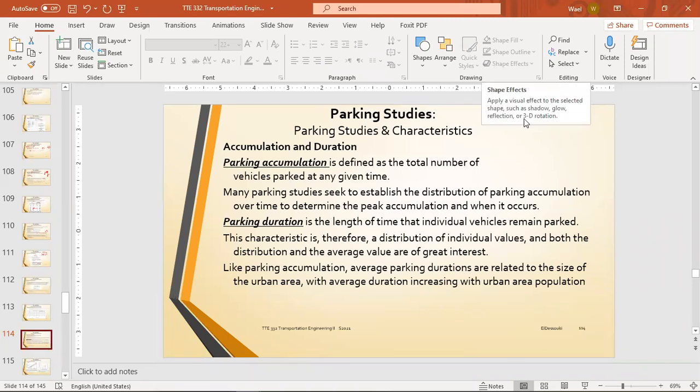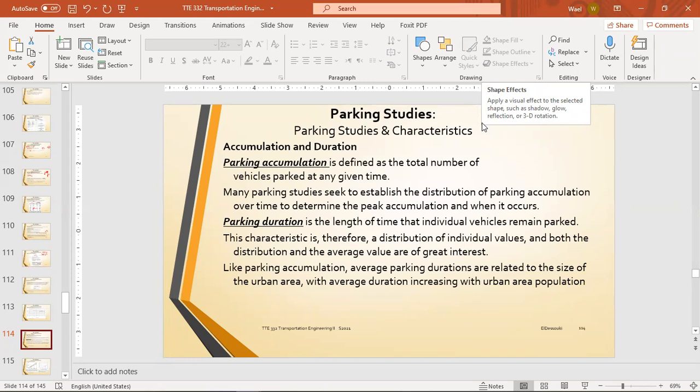The accumulation and duration, that's another factor. Parking accumulation is defined as the total number of vehicles parked at any given time. Many parking studies seek to establish the distribution of parking accumulation over time. Of course, you will have variation here, and there is a peak period, and there is an off-peak.